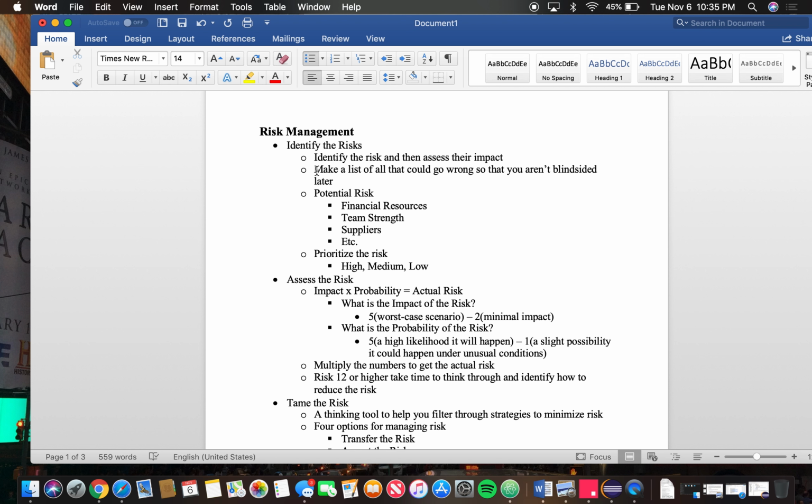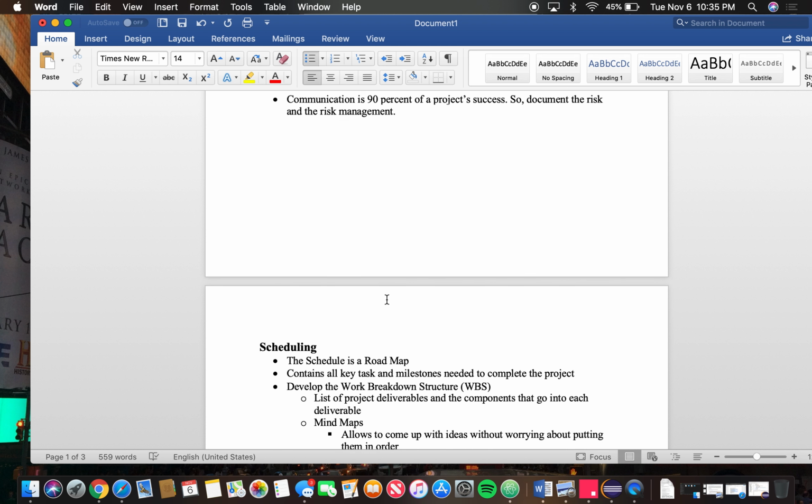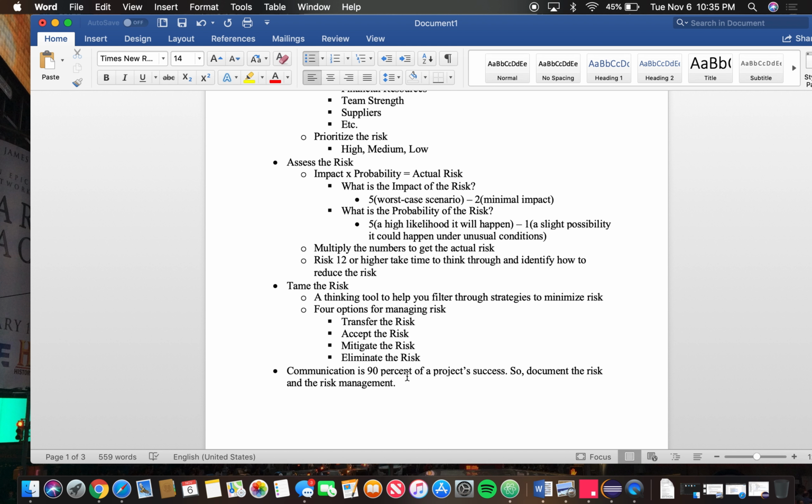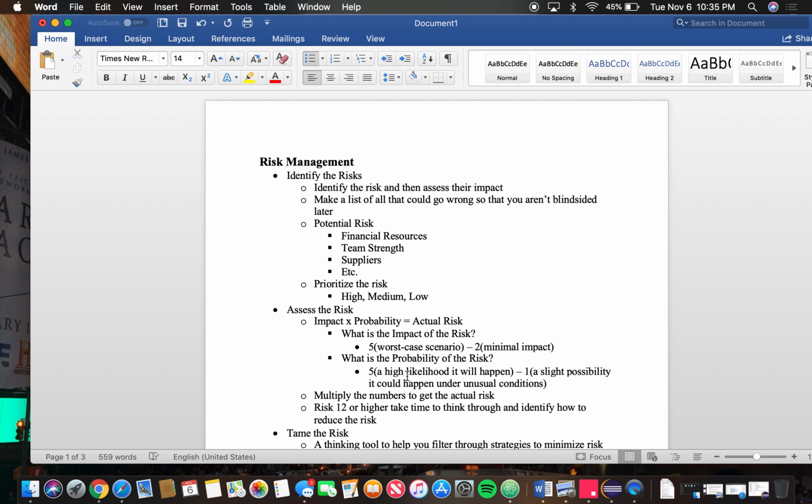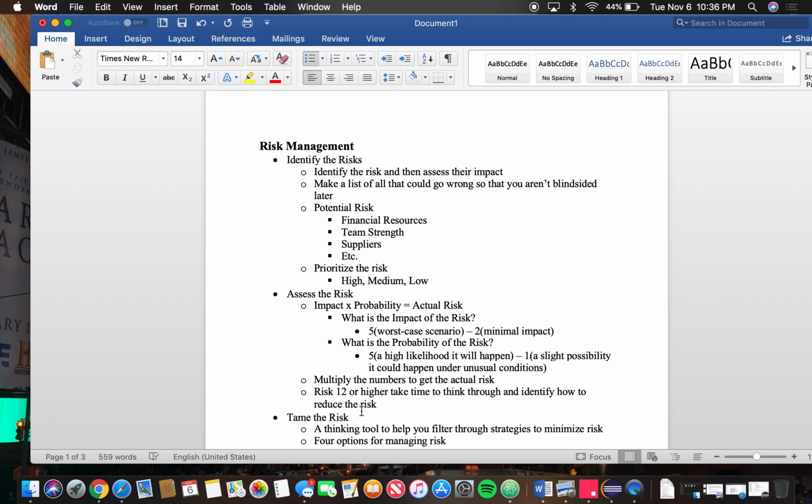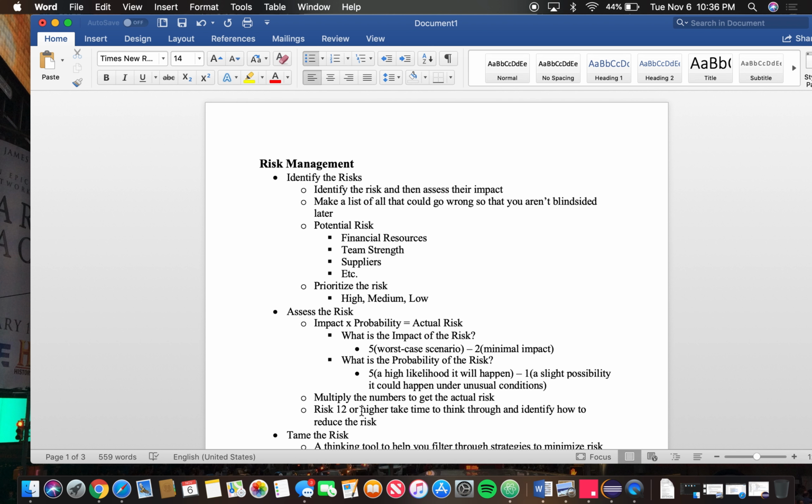So, in this chapter, we went over two sections, the risk management section and the scheduling section. For risk management, the subsection went over basically how to deal with risk in a project, because that's a very big thing. You want to know what the risks are and what could come up so that you can be prepared for anything wrong happening.